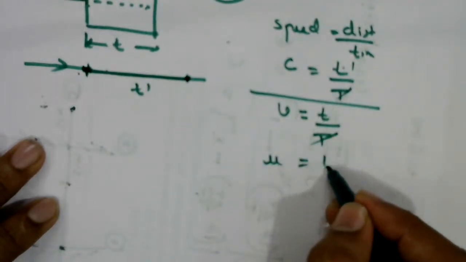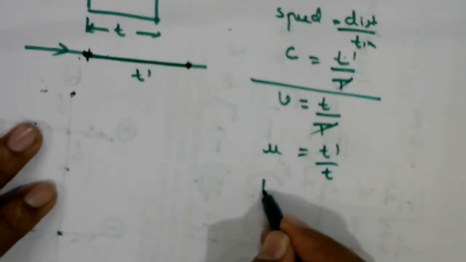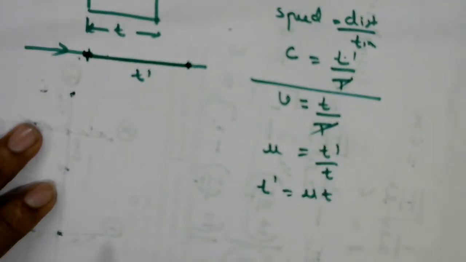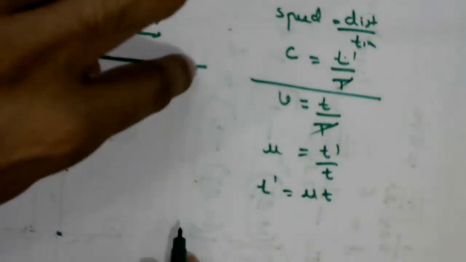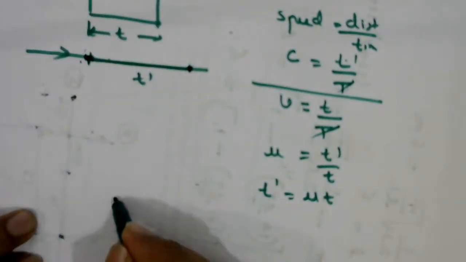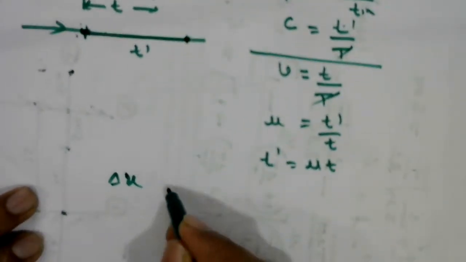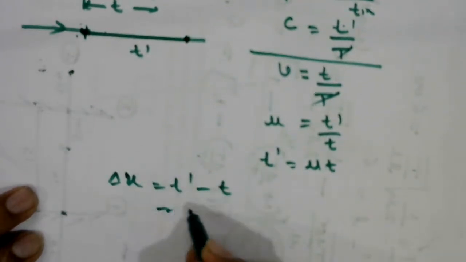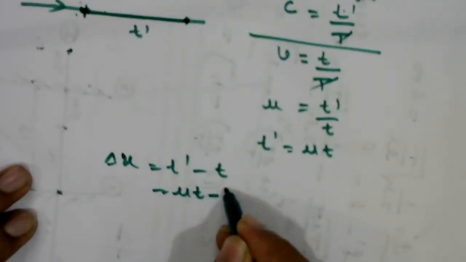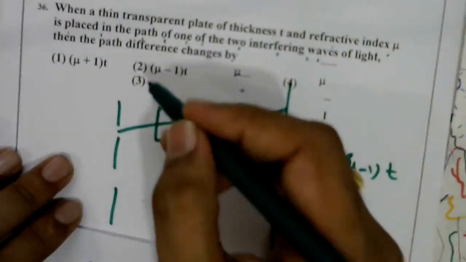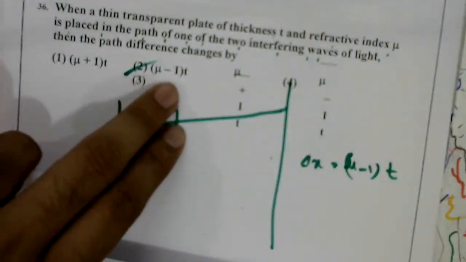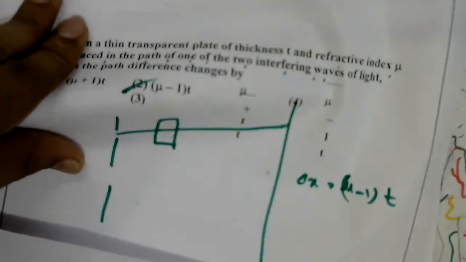C by V is nothing but mu, and it is T dash by T. So T dash is equal to mu T. And this one is T. Therefore, path difference is equal to T dash minus T. T dash is mu T, so mu T minus T. T is common: mu minus 1. That's why the path difference here is (mu minus 1) into T. That is the second option.